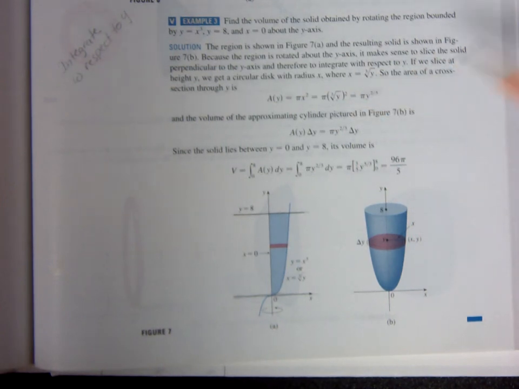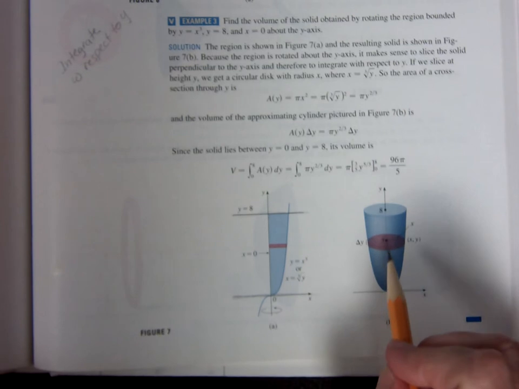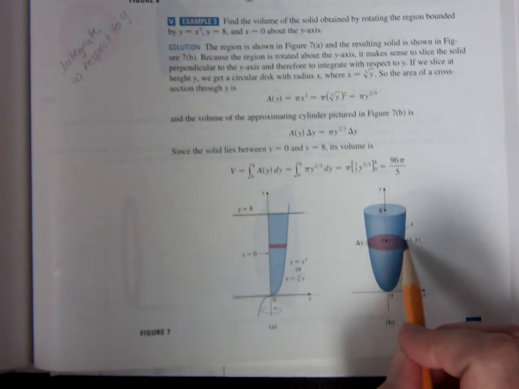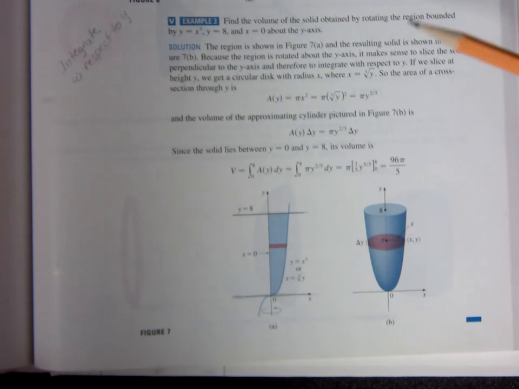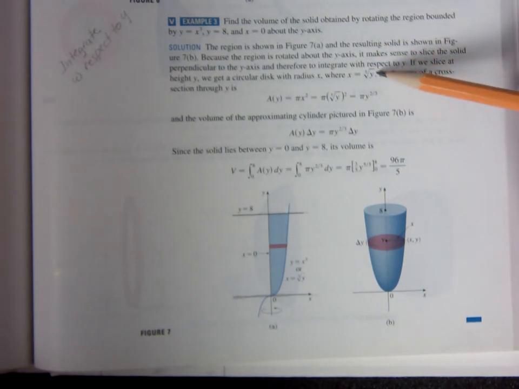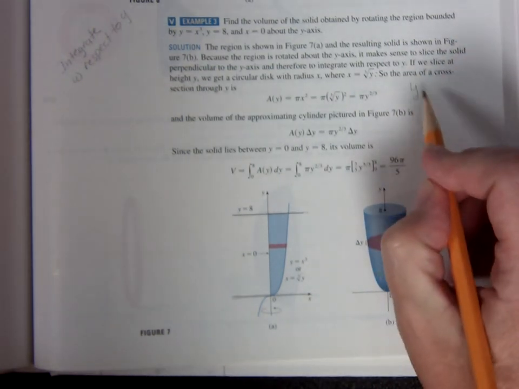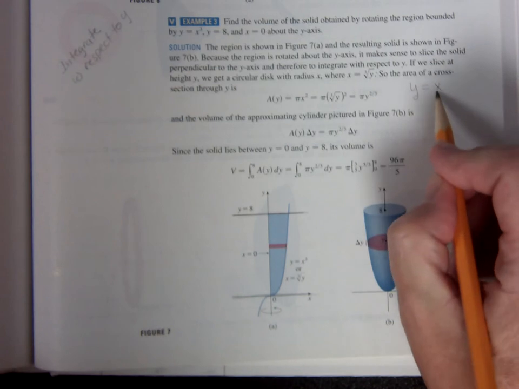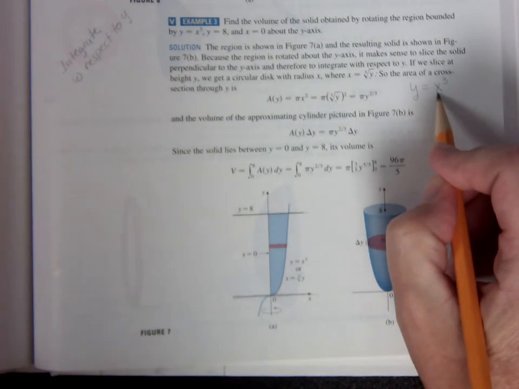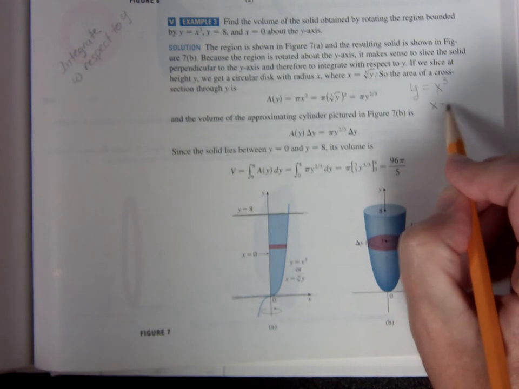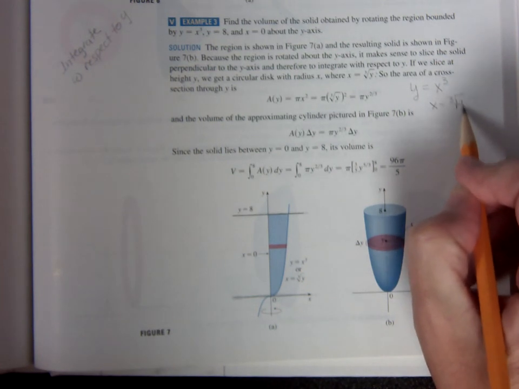Now, the area of the cross section is going to be a circle, and that is going to be represented by x equals the cube root of y. Why is it that way? Well, because we are looking at it with y bounds. So I have to take this and solve it for x. So I take the cube root of both sides, and that's how I get the cube root of y.